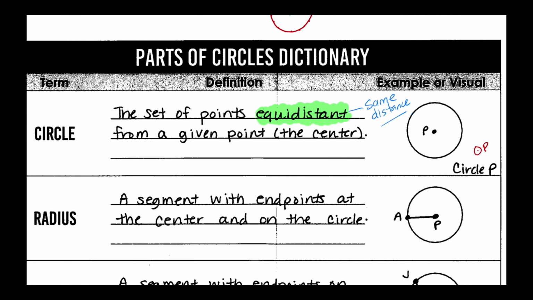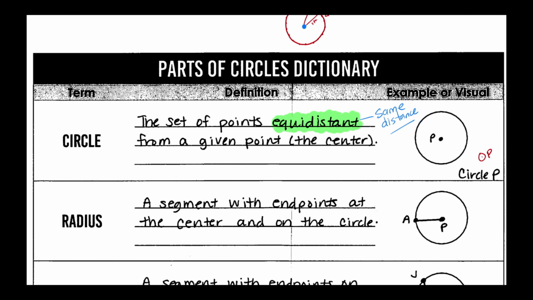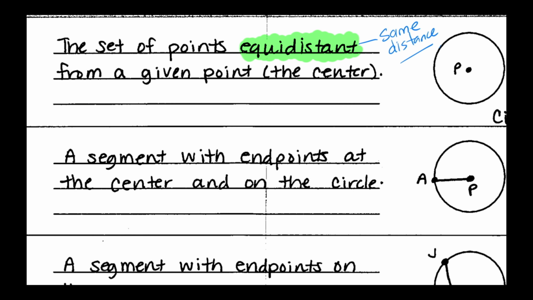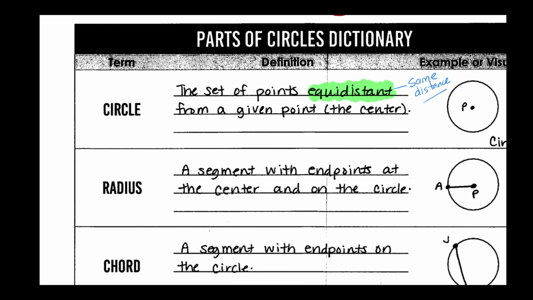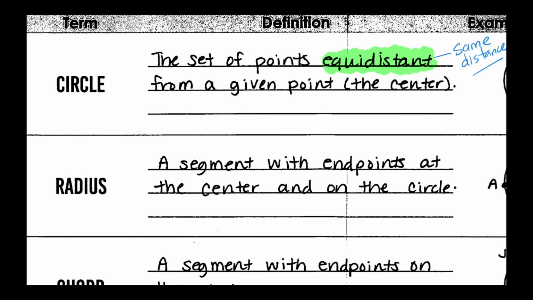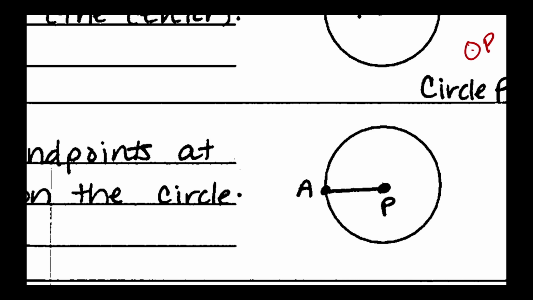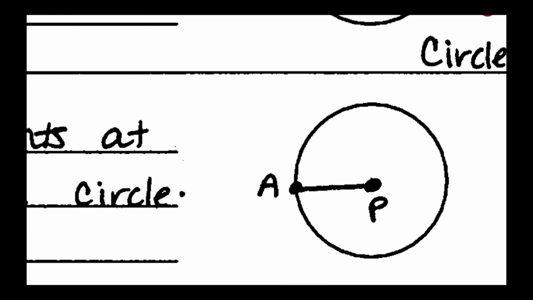Okay? Next, we have radius. A radius is just a segment. A radius is a line segment with endpoints at the center and the circle. So the endpoints of this line segment are at the center and somewhere on the actual circle. And that's your radius.